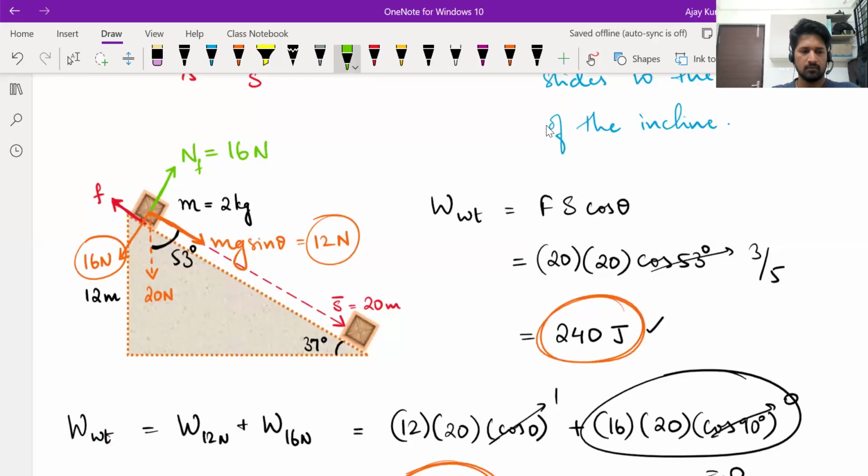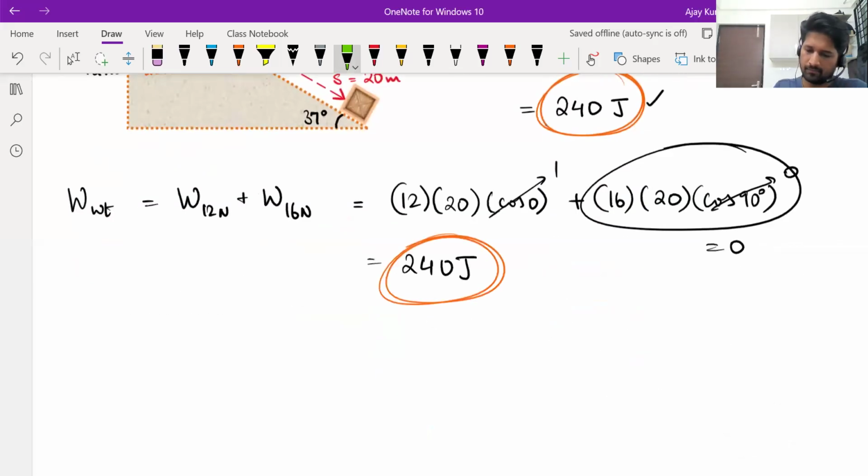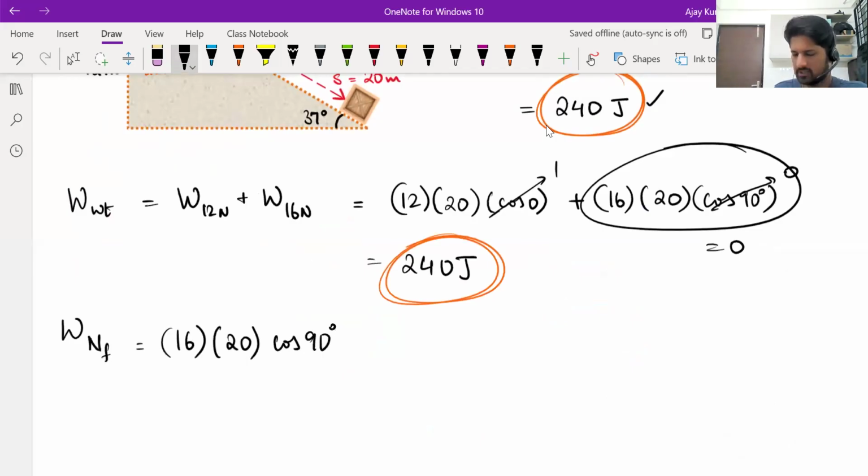Sir, 0. Why? Sir, the angle between displacement and normal will be 90 degrees. Correct. Work done by normal force: the force is 16 newtons, displacement is 20 meters, but the angle between normal force and displacement is 90. Perpendicular, so the dot product becomes 0. Normal force is not doing any work in this case.